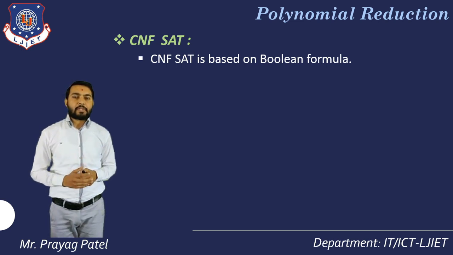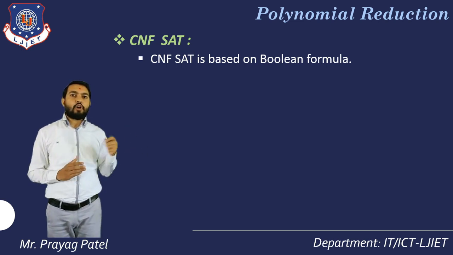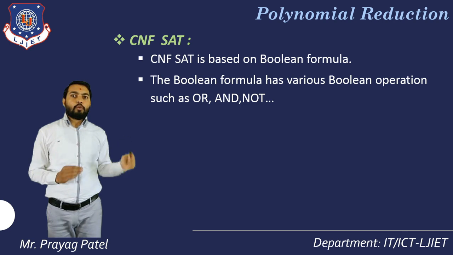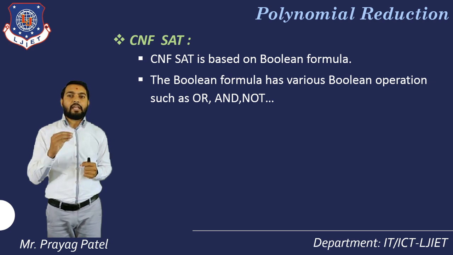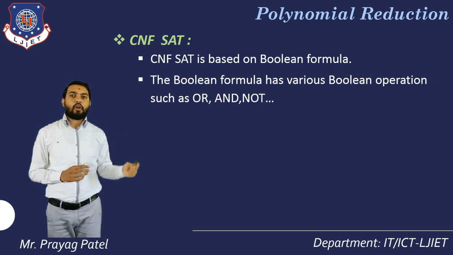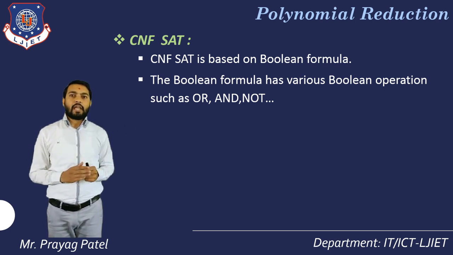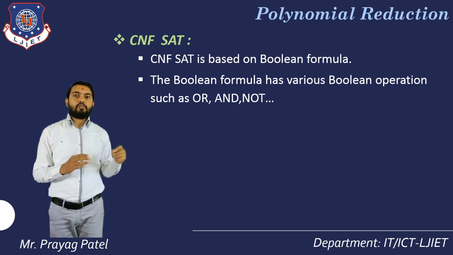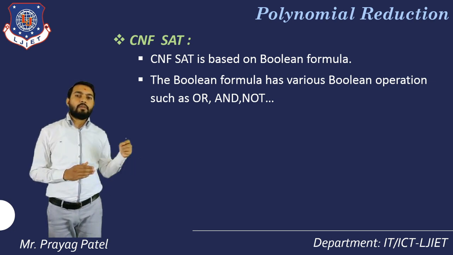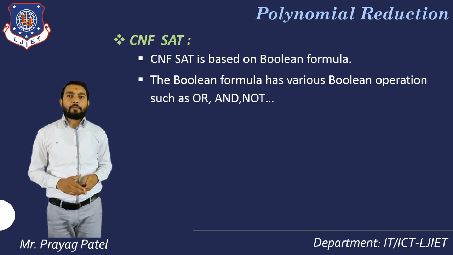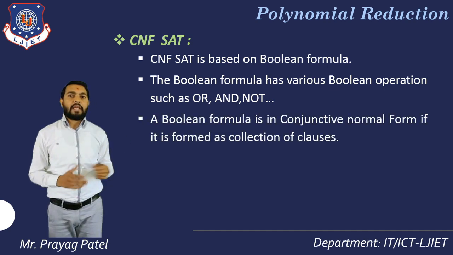Now what is the CNF set? CNF set is based on the Boolean formula. So Boolean formula depends on operations like AND, OR, NOT. We already defined the AND gate, OR gate, and NOT gate in the previous slide. So here we use some symbols for AND, OR and NOT. For NOT we can use the bar, for AND we can use the multiply, for OR we can use the plus symbol. So this type of symbol can be used in the form of CNF.